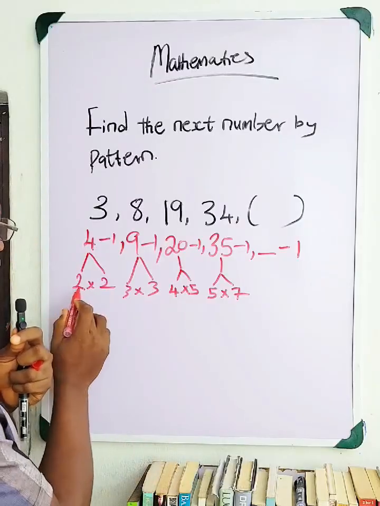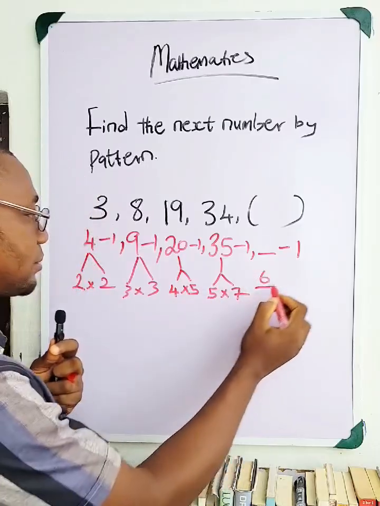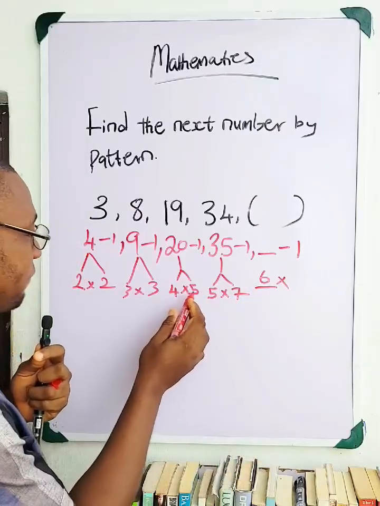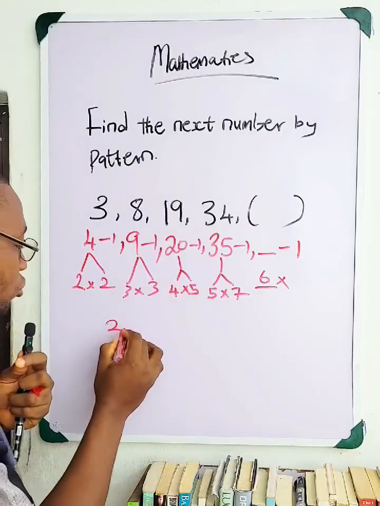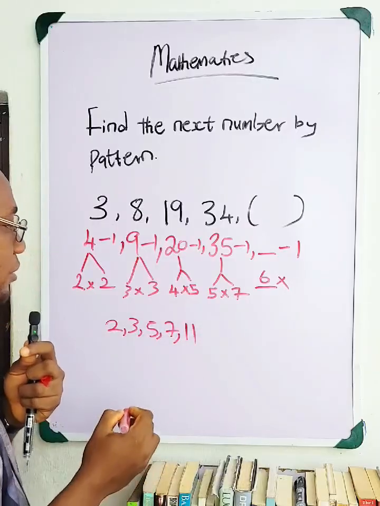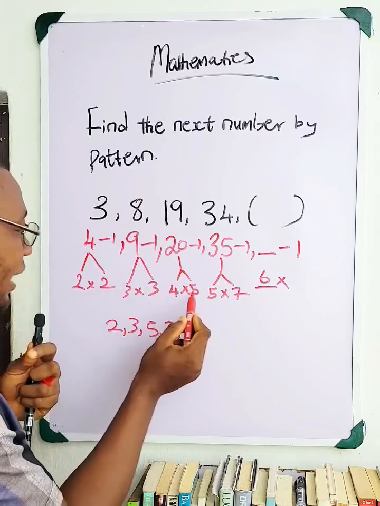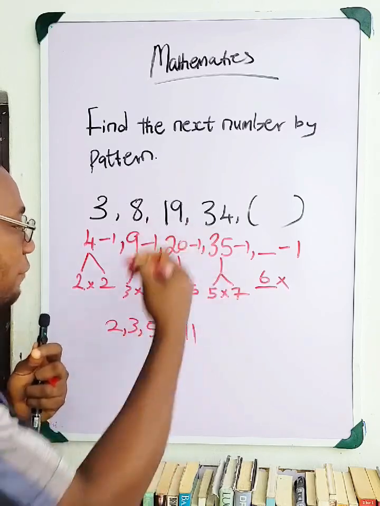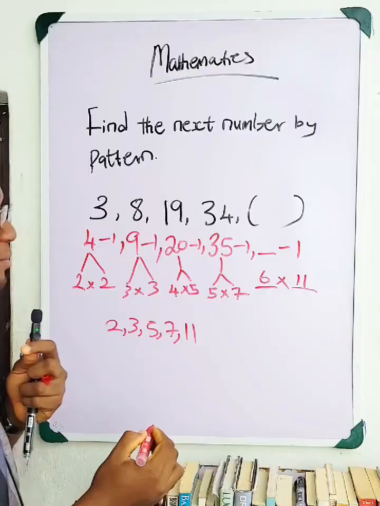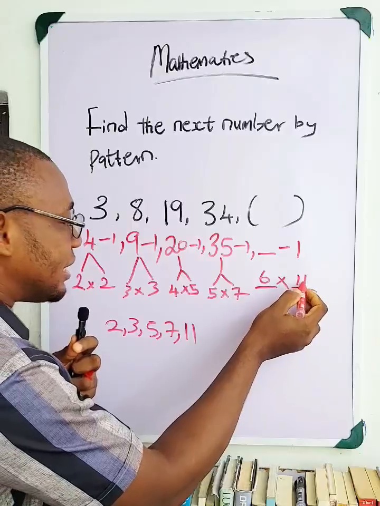Now, this is 2, 3, 4, 5. The next number here should be 6. Are you following? Times 2, 3, 5, 7 are prime numbers. 2, 3, 5, 7. The next prime number is what? 11. So if we are having prime numbers on the right hand, which is 2, 3, 5, 7, consecutive prime numbers, the next consecutive prime number here should be what? 11. Are you following?